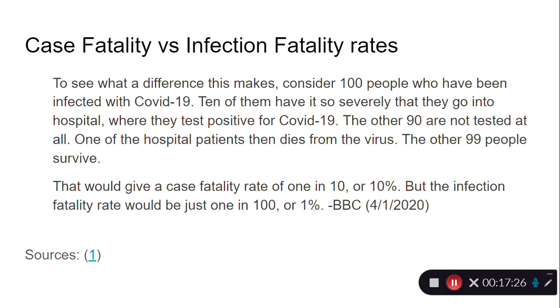There was a great BBC article on this. They were comparing case fatality rates in Germany and Italy. Germany has had widespread testing. They have plenty of cases, and their case fatality rate is much, much lower than Italy's, which is like 10 or 12%. So trying to figure out why these things differ by an order of magnitude: testing.